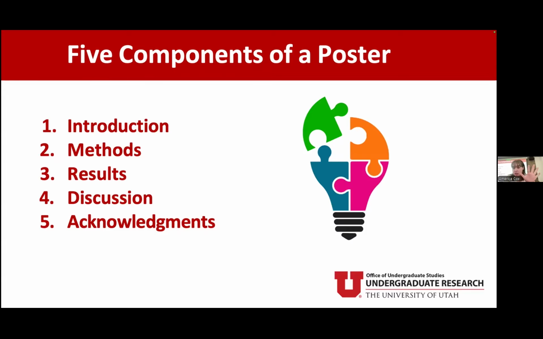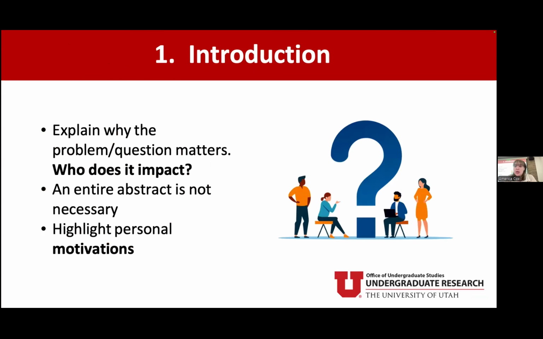There's 5 main components to your research poster, and you want to make sure that you have all of these on your poster. So you have the introduction, methods, results, discussion, and acknowledgements. First, we're starting off with the introduction. You want to introduce exactly who this impacts. Explain the problem or the question and why it matters. This is your point where you're trying to pull people in, especially during poster sessions. It's a lot of people walking by, so you want to very quickly identify what this is about and why they should care about it.